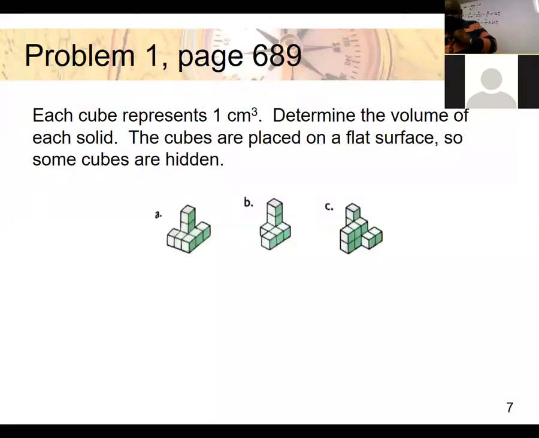All right, any questions about problem number 1? I know that's kind of difficult to see from a 2-dimensional view, but you just have to think about there being cubes hiding behind one of them just to hold them up.